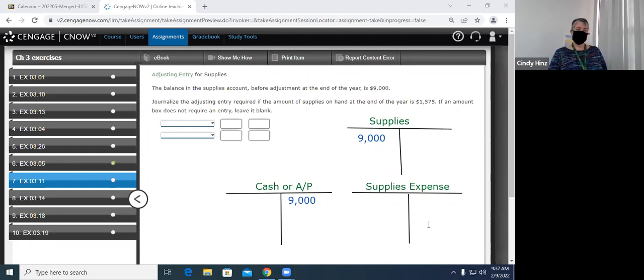We look at the income statement accounts and we see that supplies expense right now has nothing in it, a zero balance. Is that realistic, that we used no supplies this entire accounting period? Probably not.